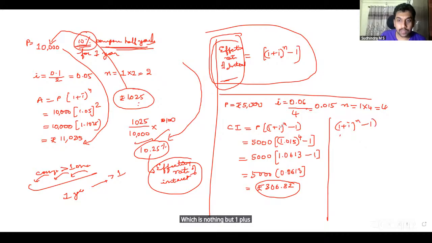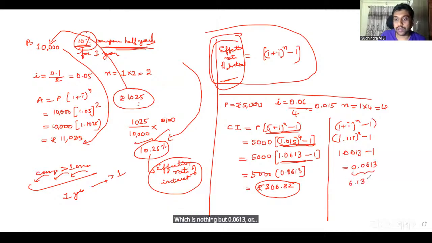They're also asking us the effective rate of interest, which is nothing but 1 plus I to the power n minus 1. Whatever is there inside the bracket, that is 1.015 to the power 4 minus 1, or 1.0613 minus 1, which is nothing but 0.0613 or 6.13 percentage. Everyone clear?